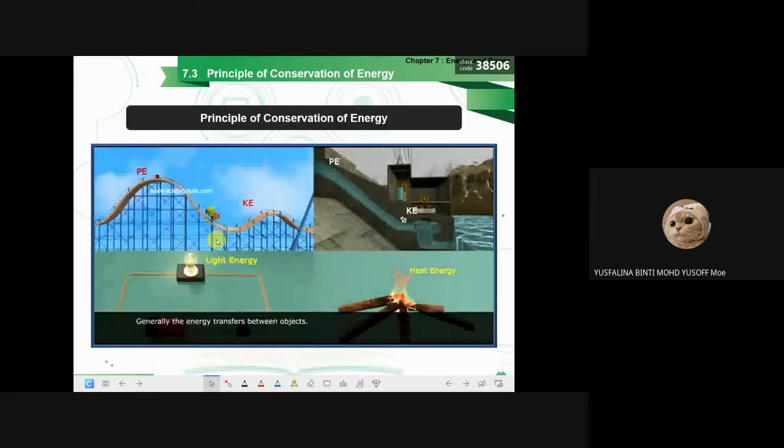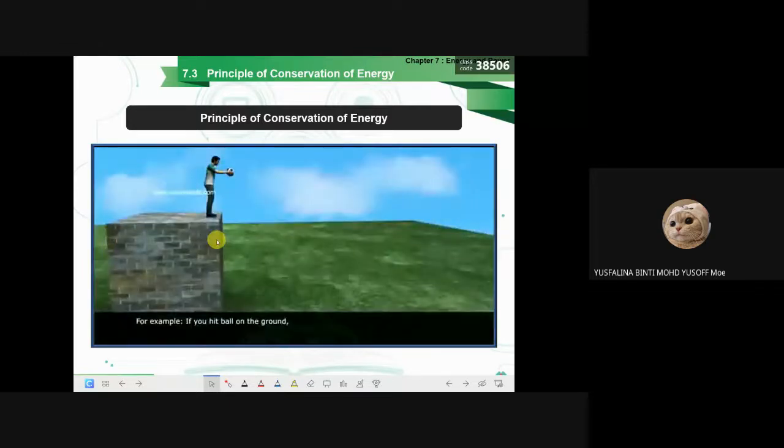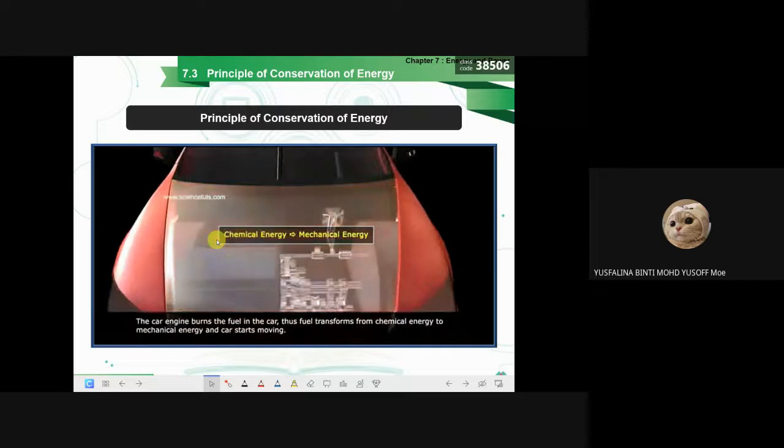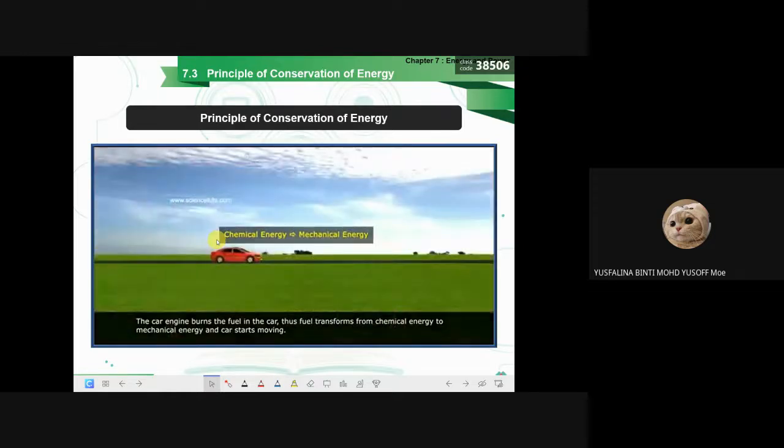Generally, the energy transfers between objects. For example, if you hit a ball on the ground, energy has transferred from you to the ball, and the ball starts moving. The car engine burns the fuel in the car. Thus, fuel transfers from chemical energy to mechanical energy, and the car starts moving.